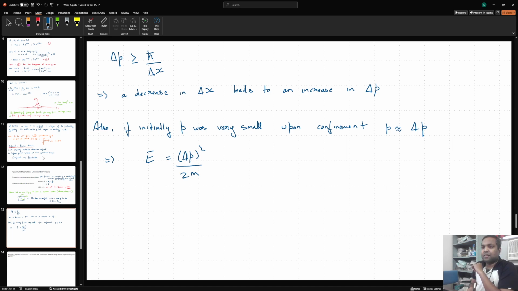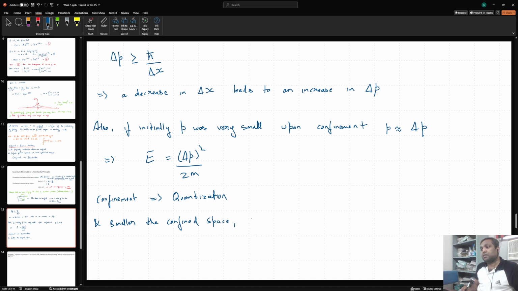Let me add a third point. First, I said confinement implies quantization. And the smaller the confined space, the greater the quantized energy.